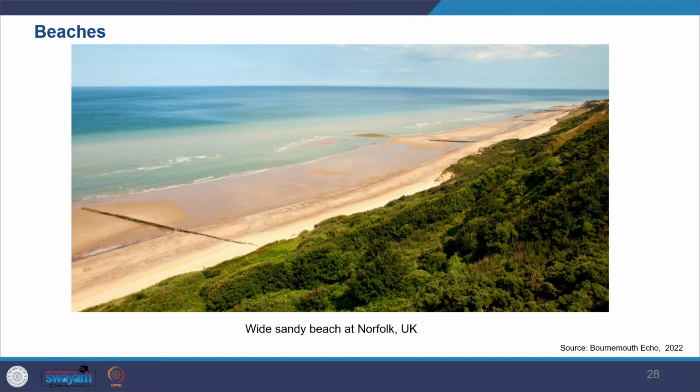It's the accumulation of loose sand or shingle that changes shape in response to changes in wave energy. So that's the beach, and a beach is able to maintain itself in a state of dynamic equilibrium with its environment due to the mobility of its sediment. So sediment is constantly moving, and that's why it's able to maintain the dynamic equilibrium.